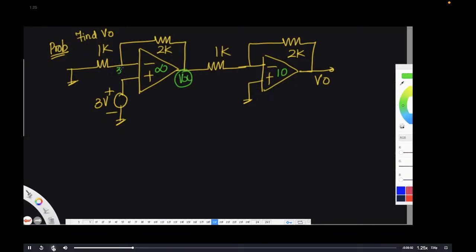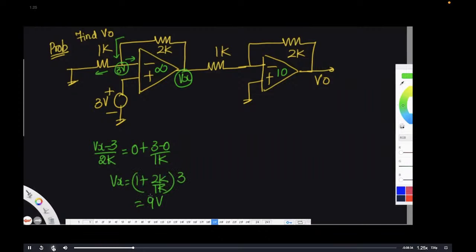So the voltage at non-inverting is equal to the voltage at inverting, and you can have entering current equal to leaving. Or if you remember the non-inverting amplifier formula, it is okay. So (Vx minus 3) by 2k equal to (0 plus 3 minus 0) by 1. So your Vx is going to be 1 plus 2k by 1k times 3. So this Vx is going to be how many volts? 9 volts. 1 plus 2k by 1k times 3. 3 3s are 9. Right?